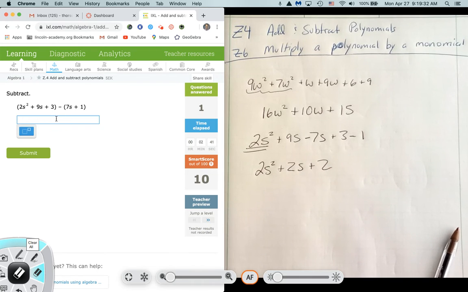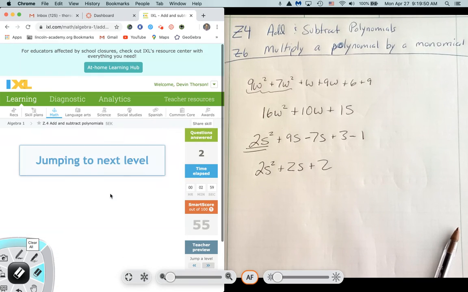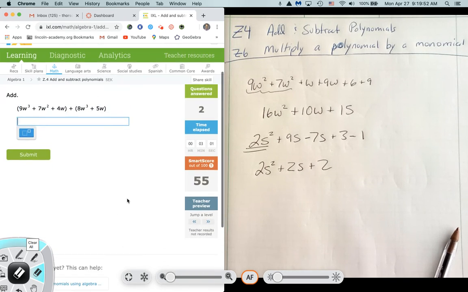And then again, I think the hardest part of this is just typing in the expression. Oops, see, I already forgot the plus symbol there. Plus 2s plus 2. Okay, now you will get some that have multiple terms. I'm going to jump ahead. So like this one here, first one has 3 terms, the second one has 2 terms.